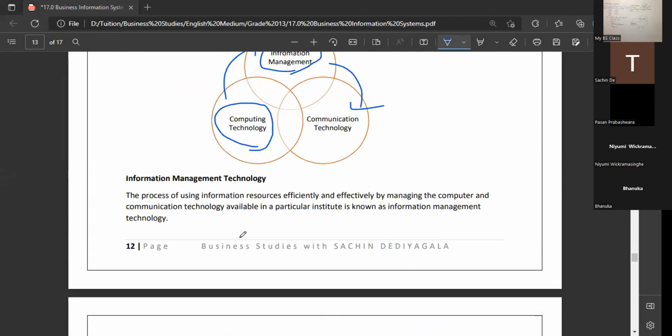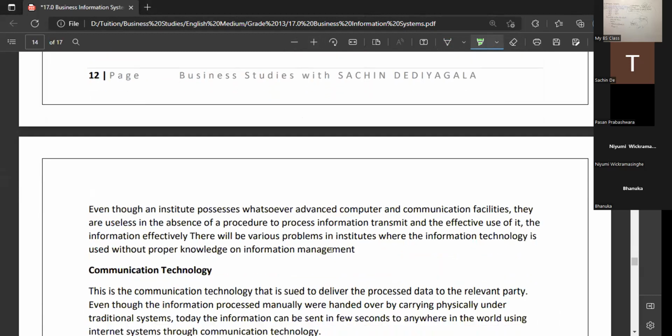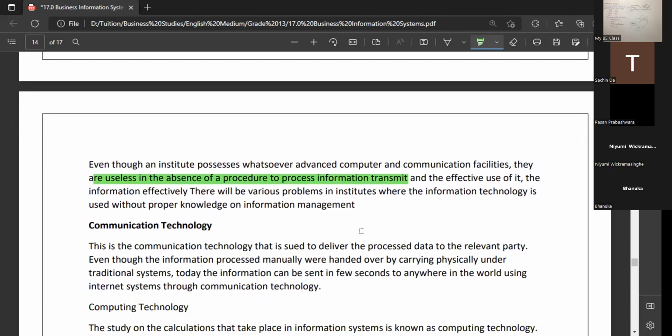Let's quickly go through information management. It's about the process of using information resources efficiently and effectively by managing the computer and the communication technology available in a particular institution, as the information management technology. So even though an institute has whatsoever advanced computer and communication facilities, they are useless in the absence of procedures to process information. Technology, latest computers, information resources, process.